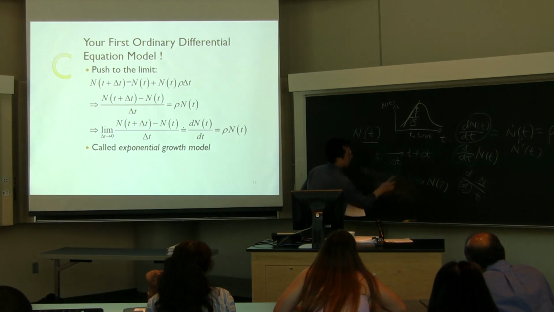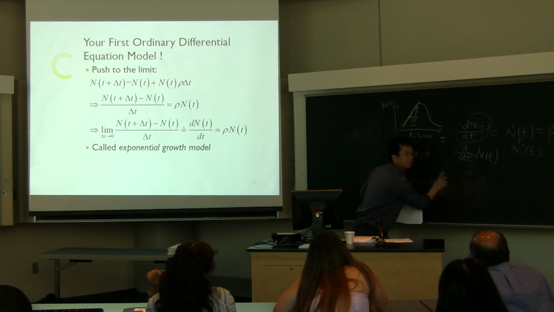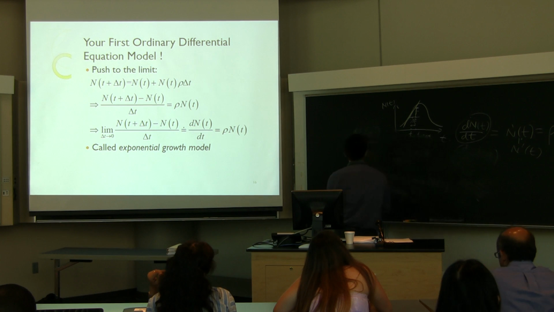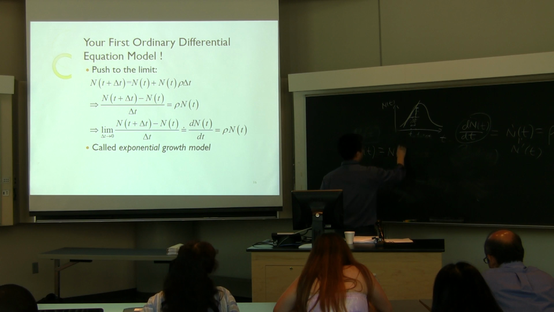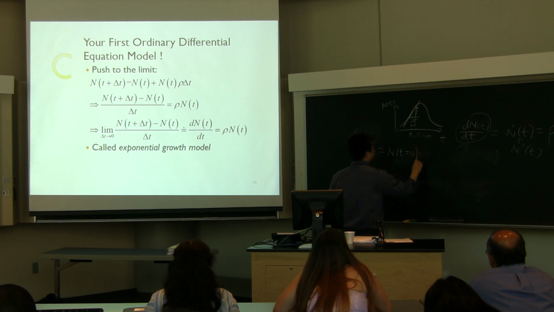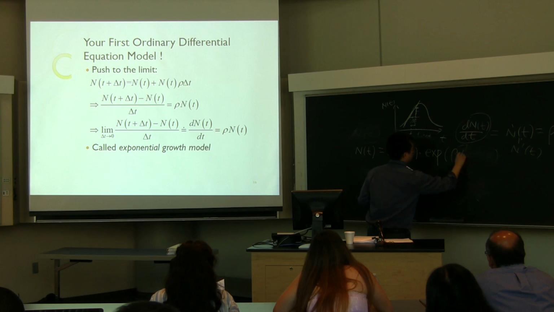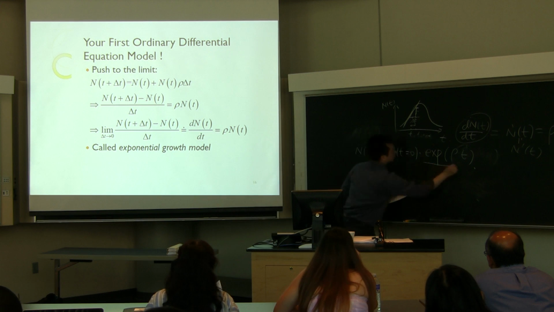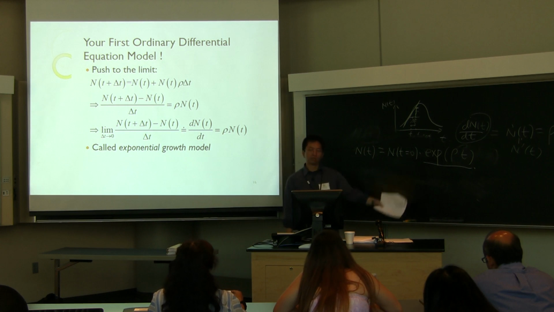So not all the models have a closed form solution. This is just a very simple model, that's why it has a closed form solution. The solution of this model actually is... So you see an exponential here. That's why it's called the exponential model.